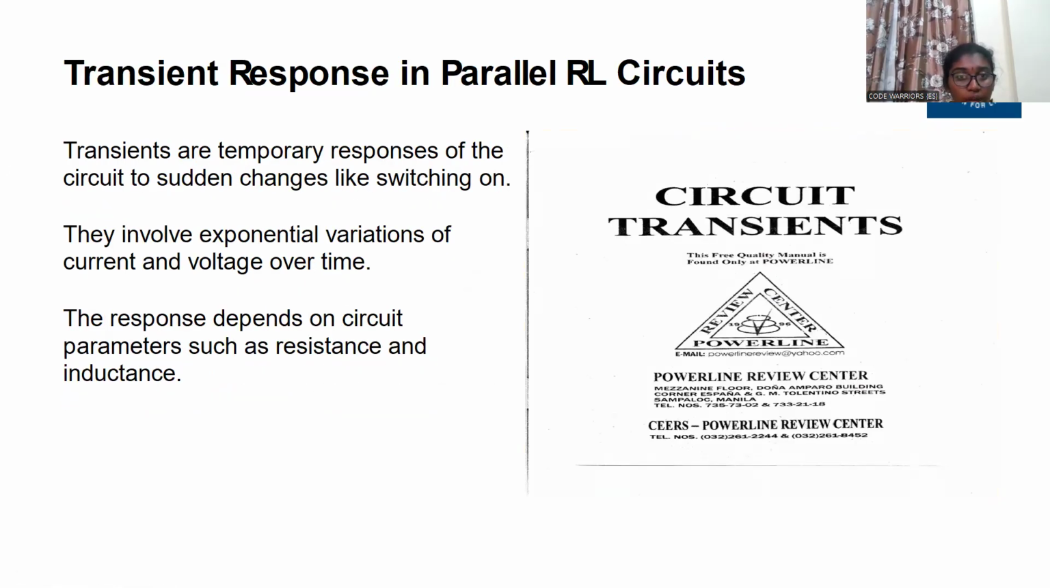Transient response in parallel RL circuits. Transients are temporary responses of the circuit to sudden changes like switching on. They involve exponential variations of current and voltage over time. The response depends on circuit parameters such as resistance and inductance.